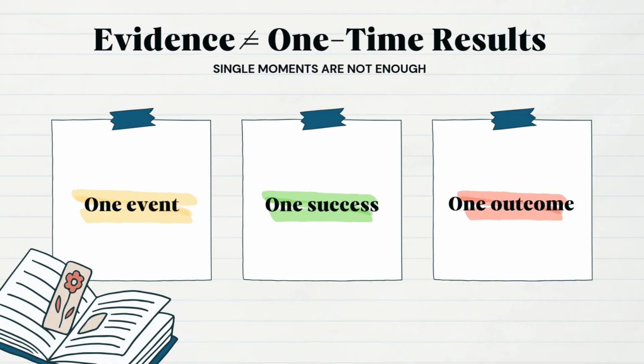Component 4 also requires more than one-time outcomes. A single event or isolated success does not demonstrate sustained influence. Scorers are trained to look for evidence of growth, development, or improvement over time.